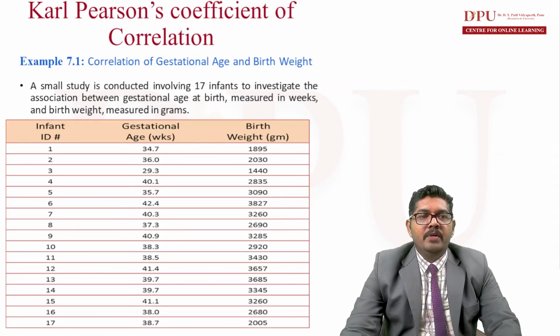We have an example here. We have infant ID in the first column, gestational age in weeks in the second column, and weight at the time of birth in the third column. A small study is conducted involving 17 infants to investigate the association between gestational age at birth, measured in weeks, and birth weight, measured in grams.